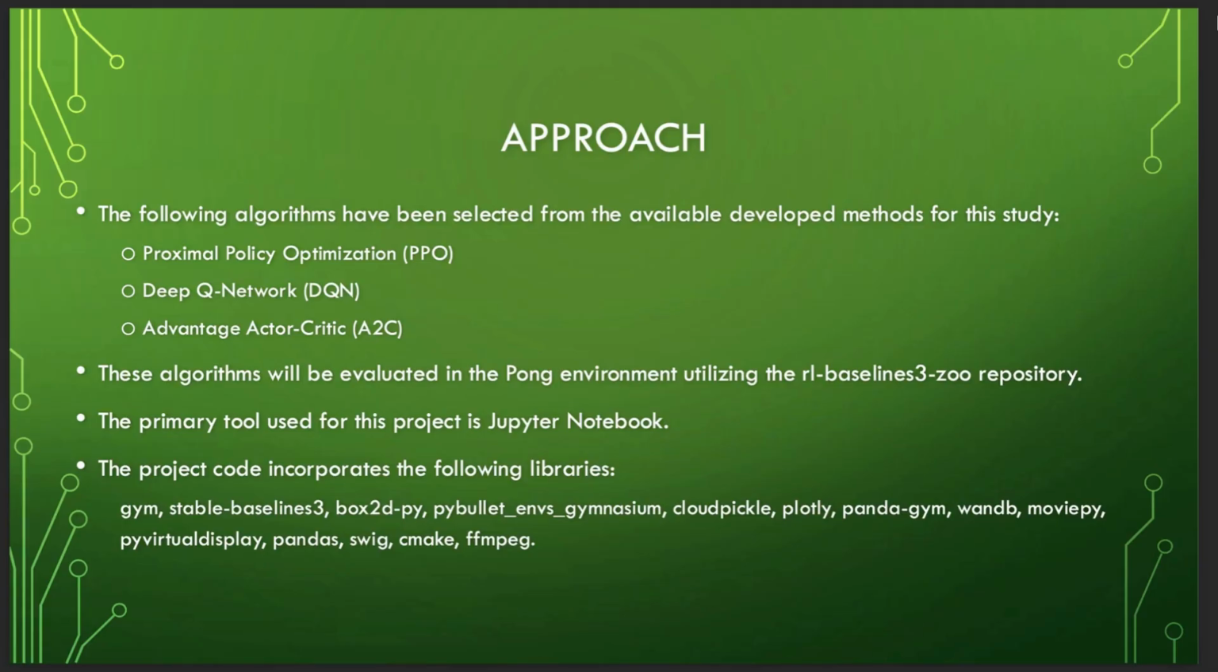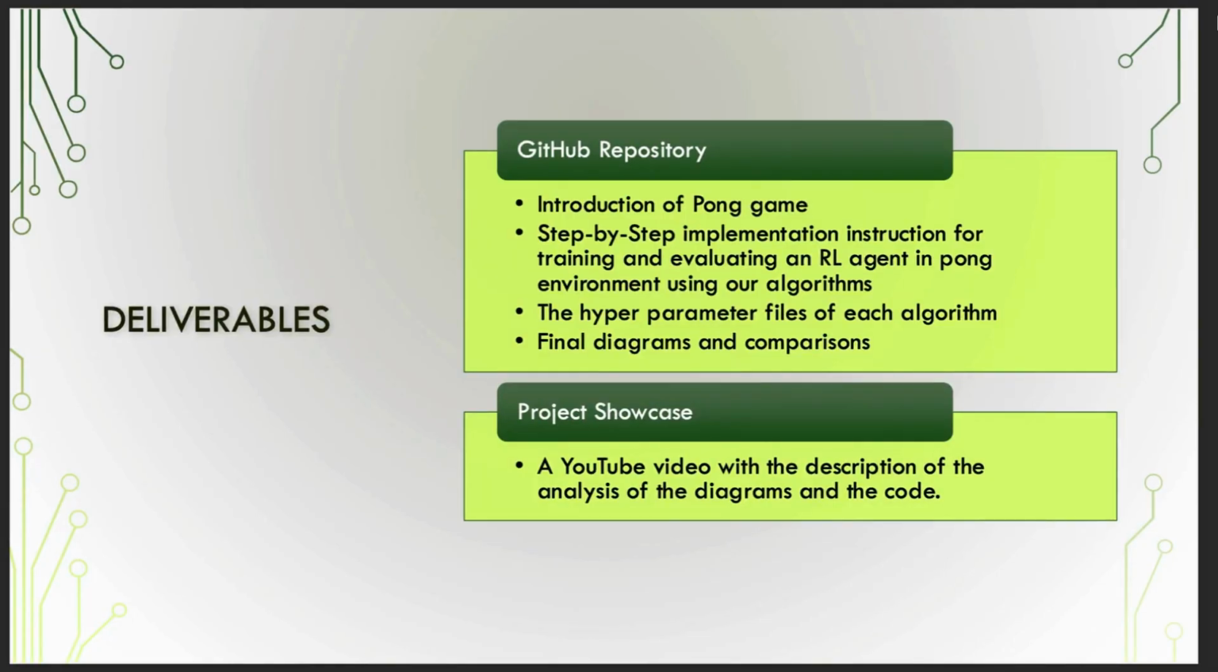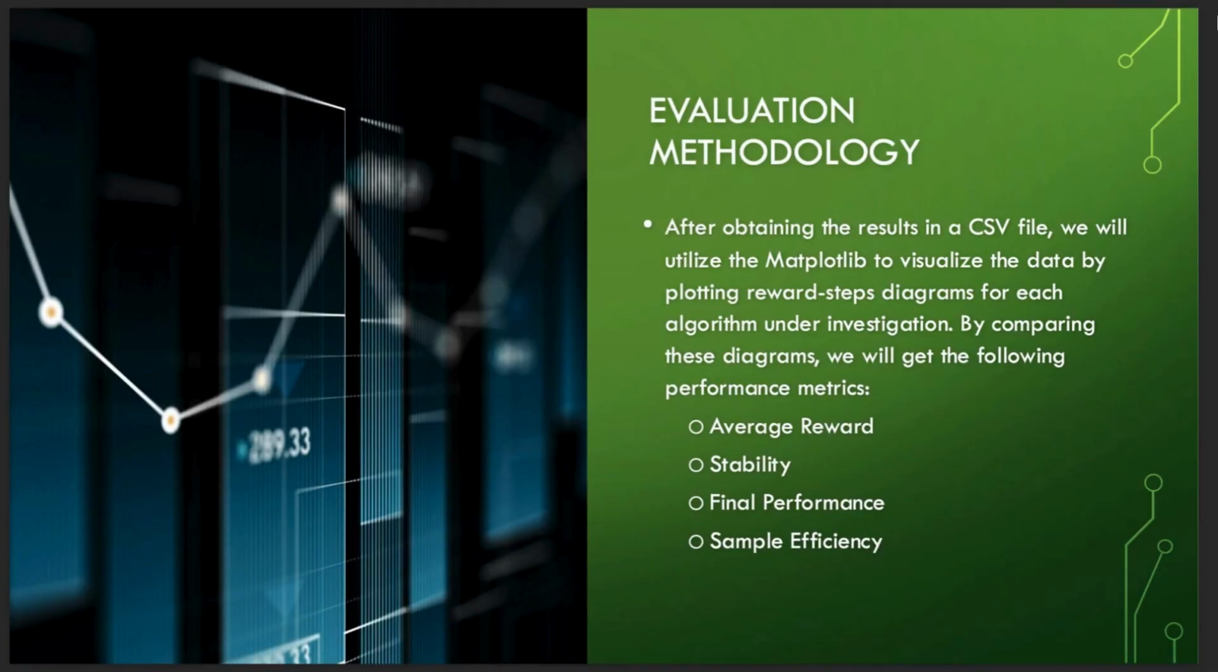We are using the RL Baselines3 Zoo repository, and our primary tool is Jupyter Notebook. In this video, you will see step-by-step implementation instructions for training and evaluating an RL agent in the Pong environment using our algorithms. After getting the results in a CSV file, we will use the data to plot a reward-steps diagram for each algorithm, and by comparing them, we will get the following performance metrics.